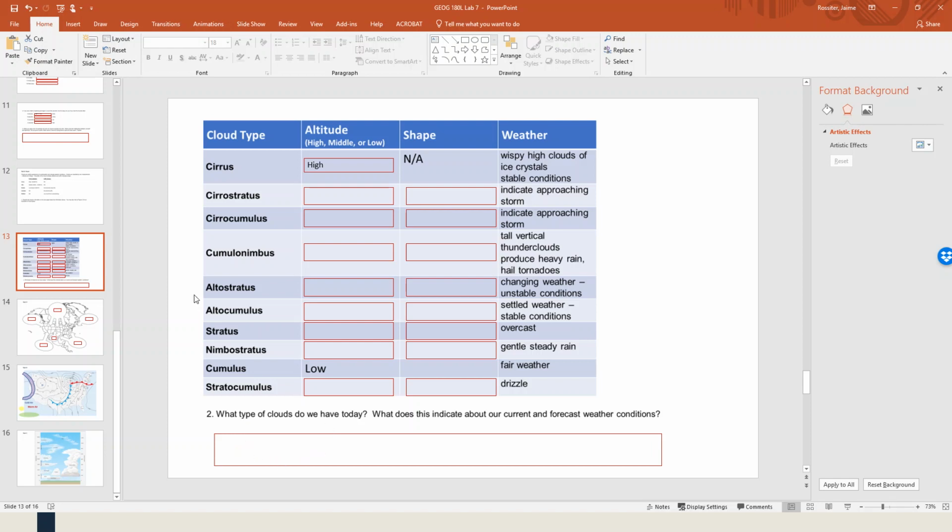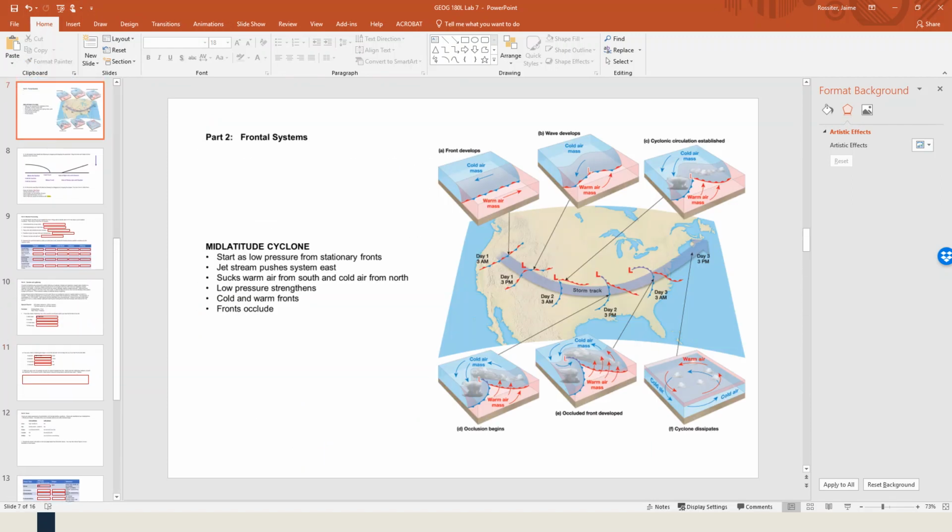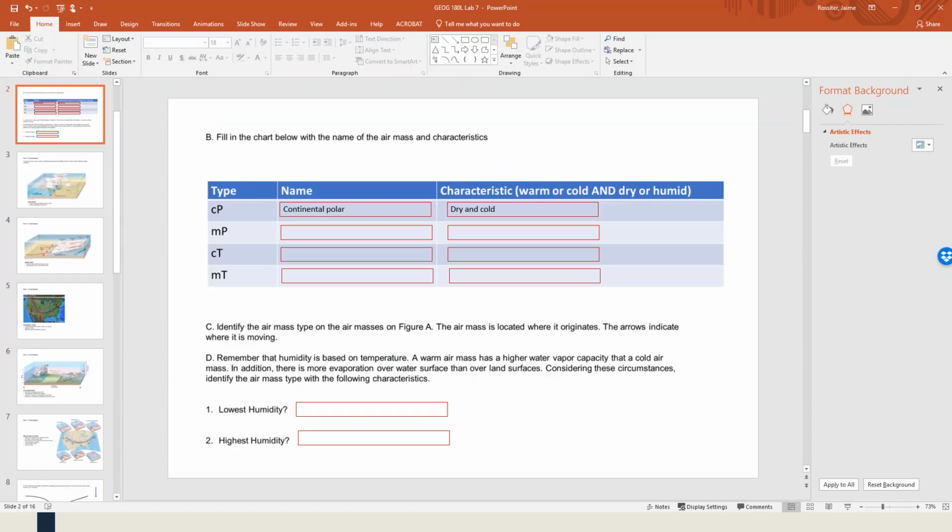If you're doing this for most of this week, if you are in Southern California, it's raining. So we definitely have clouds. And what does that indicate about our current and forecast weather conditions? So that is it for Lab 7. Again, you'll either submit this through Google Assignments or you'll save it as a PDF and submit it right on Canvas. Feel free to make an office hour appointment with me if you have some questions, and good luck.